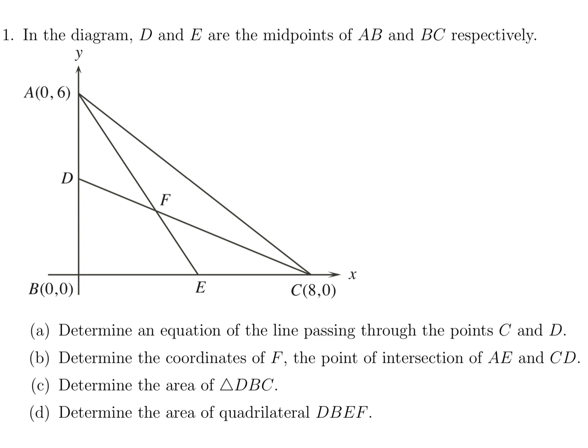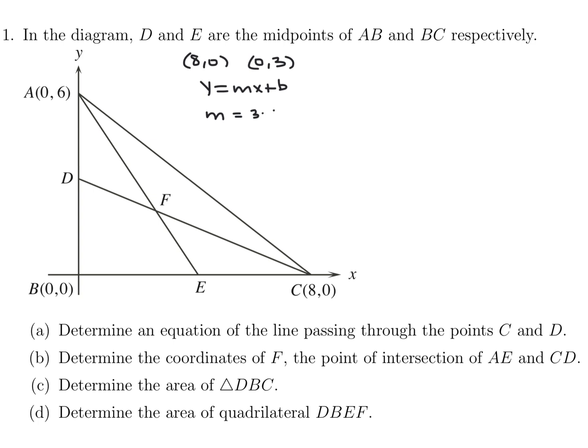In the diagram, D and E are the midpoints of AB and BC respectively. Determine the equation of the line passing through the points C and D. So C would have the coordinates (8, 0), and D would have the coordinates (0, 3). So your standard y = mx + b equation, where m is the slope. And you guys have done this a million times.